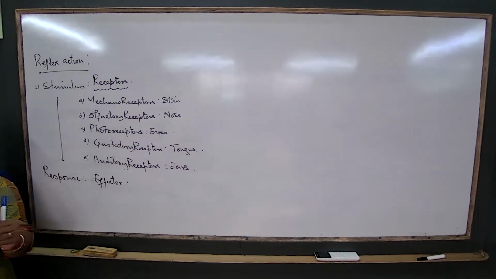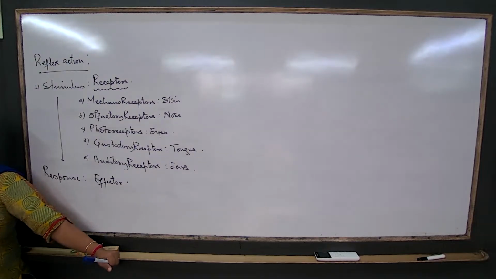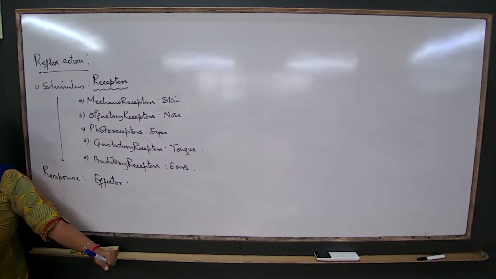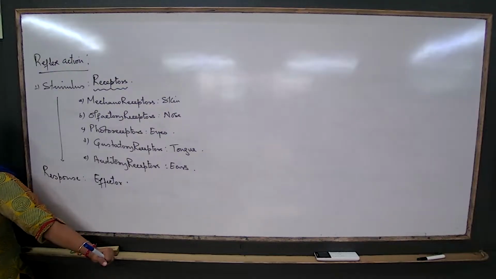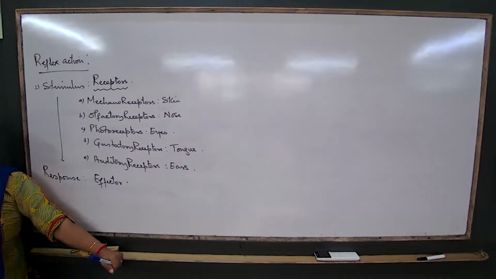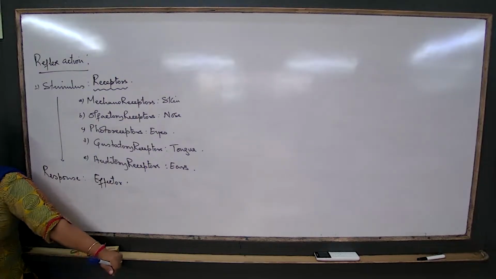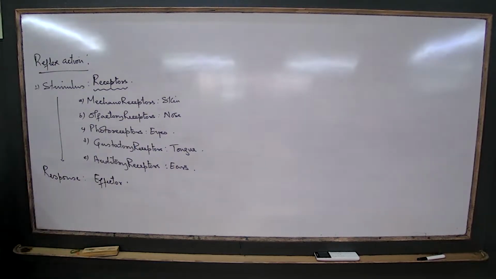In this example, which is the receptor? The fingertips. Which is the effector? The hand muscles. So quite a number of times, the receptor and the effector will be nearby, and quite a number of times they will be far away. But whatever the example is, receptors are always meant for receiving information. Effectors are always meant for showing response.